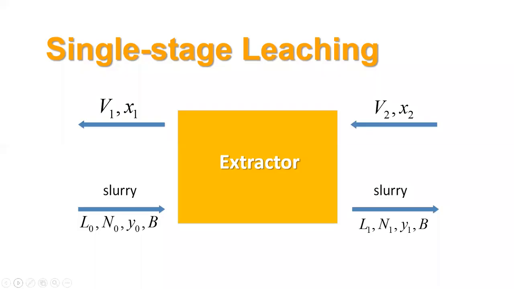Okay? And this is how we represent leaching for a single stage process. We label our solvent still as V, and we label our feed and our slurry as L. So this is our feed solid and this is our slurry. This is our solvent. Now, what do you think is ironic in the illustration?